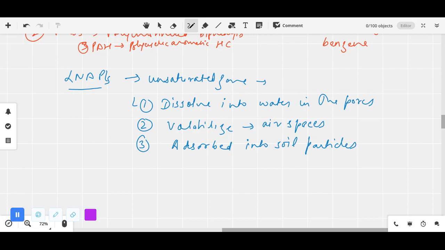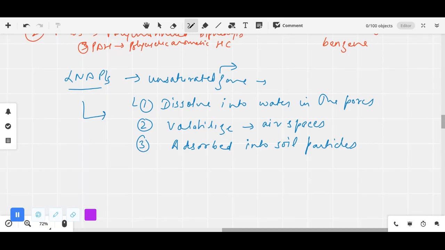The unsaturated zone, if you remember, contains both water spaces and air spaces, all right? That's the reason why LNAPLs are going to dissolve in water spaces, volatilize in air spaces, and be absorbed into the soil particles, all right?